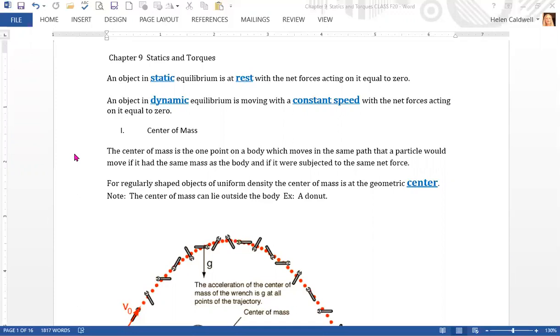An object in dynamic equilibrium is moving with a constant speed, and the net forces acting on it are zero. So you will move at a constant rate if you're in dynamic equilibrium. You will not be accelerating.